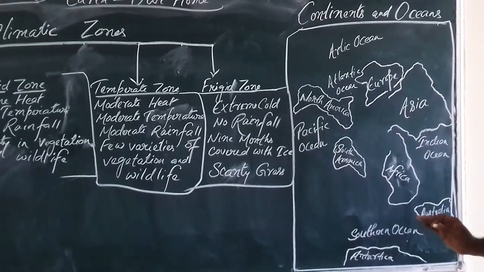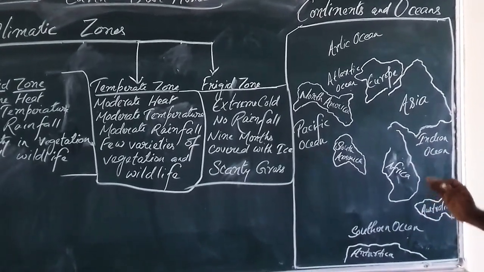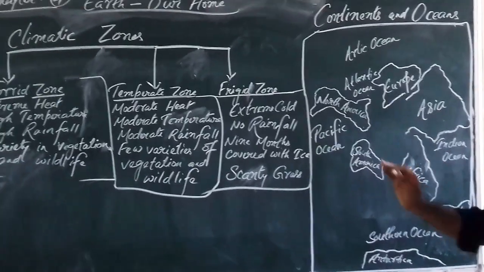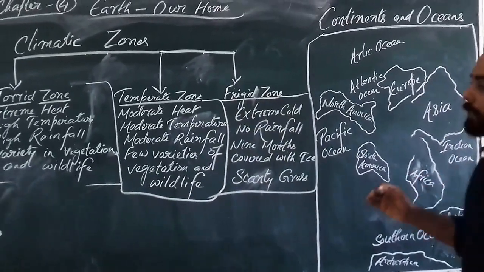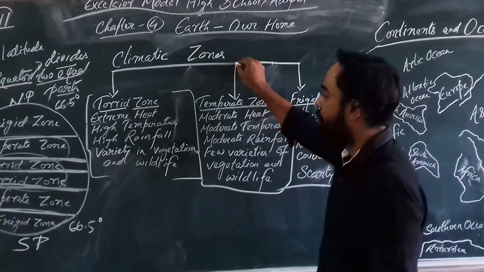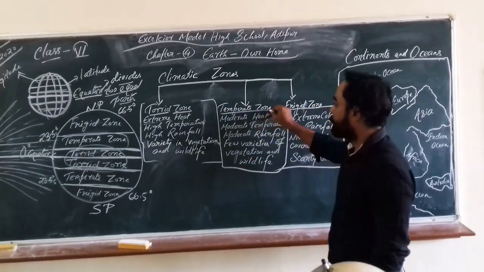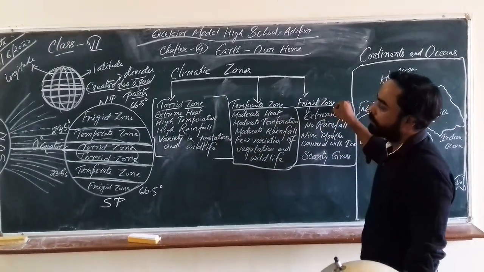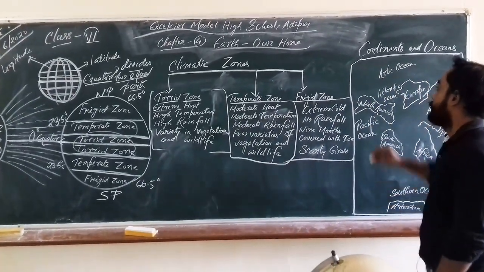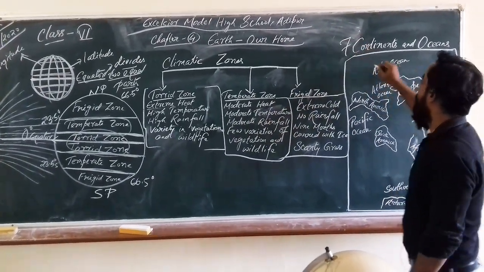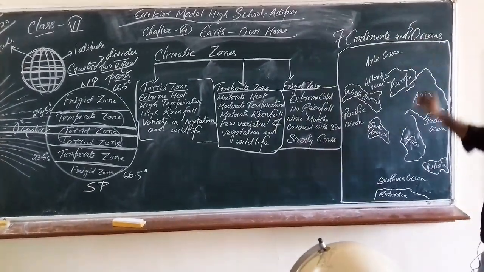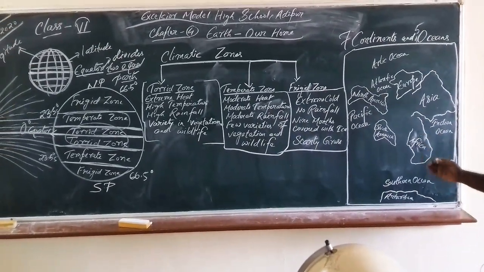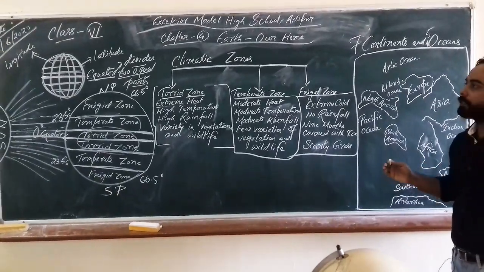So, this is some of the information about the different climatic zones of the earth and the continents and oceans, in which we have studied the three climatic zones, that is torrid zone, temperate zone and the frigid zone. And also there are 7 continents as we have already studied and 5 oceans. So these are some of the information related to the earth.